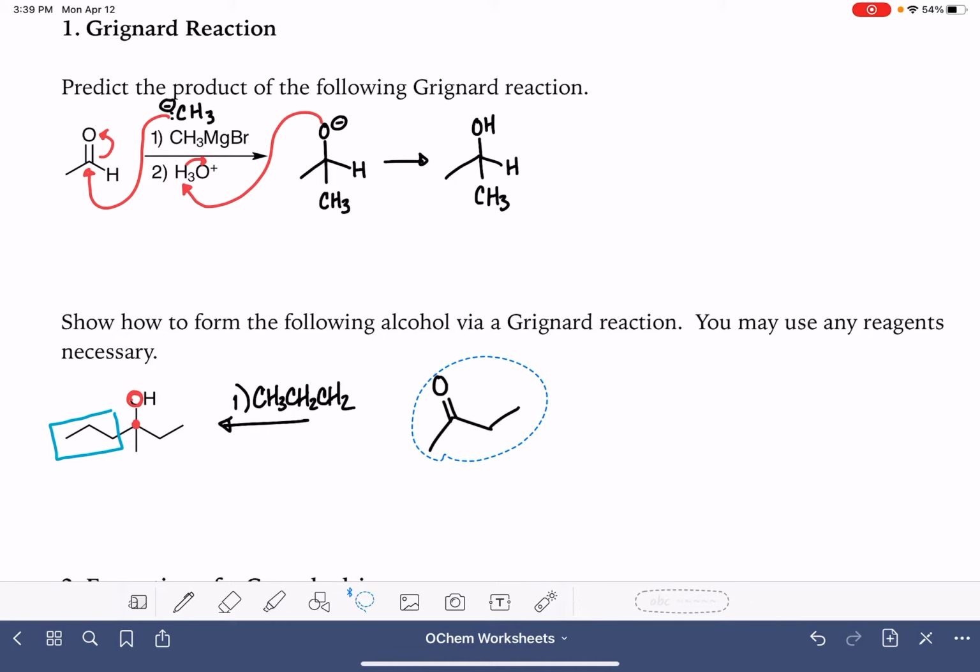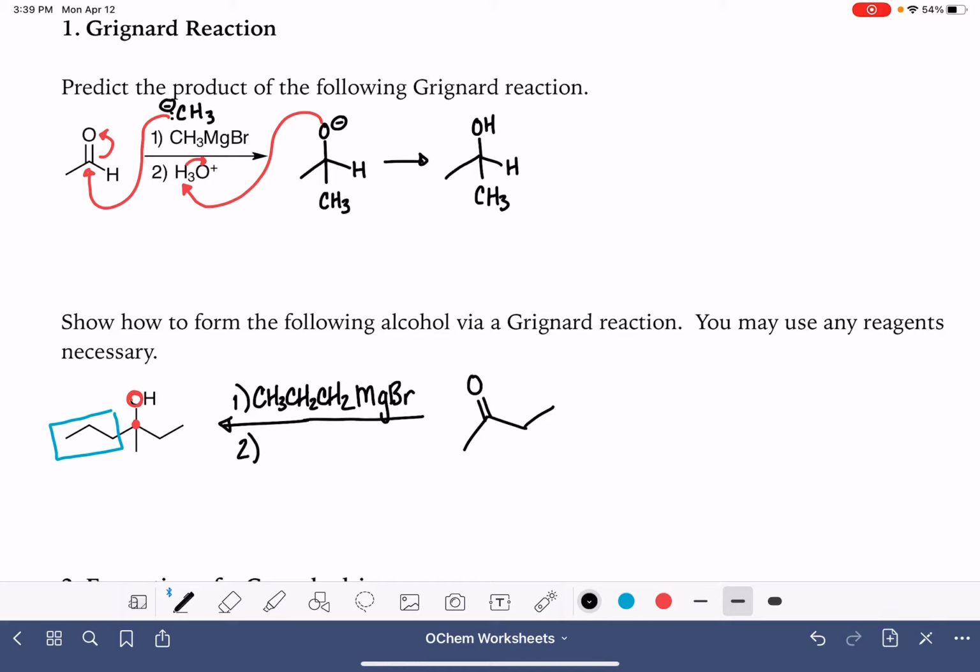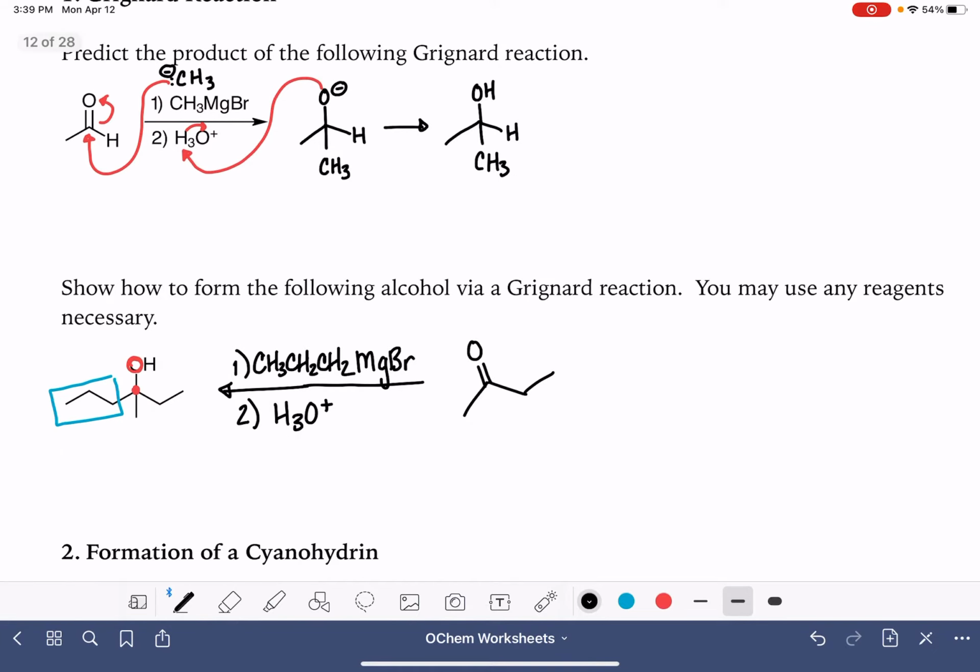And the other portion of a Grignard reagent is just the magnesium with some sort of halogen like Br. And then we do need to always follow these up with H3O+ or water. So this would be one of the 3 correct answers to this problem.